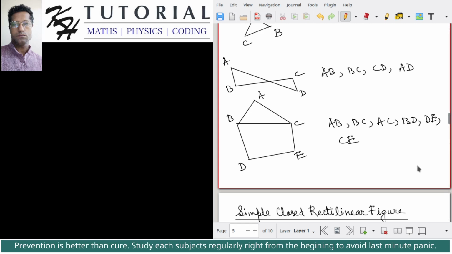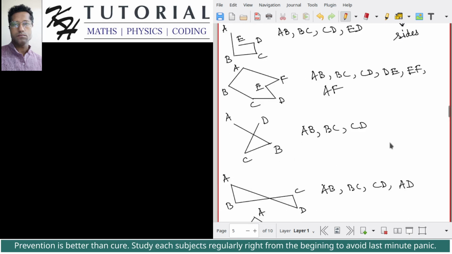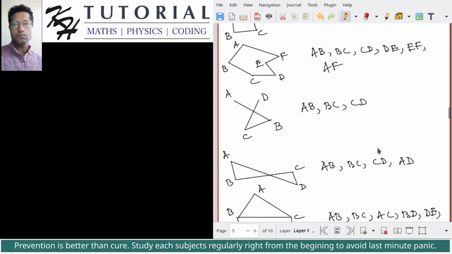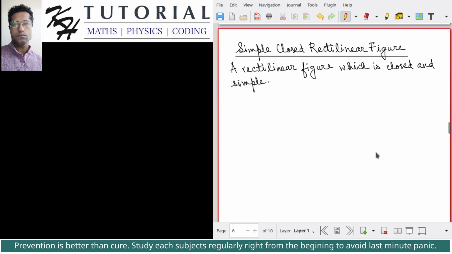So the line segments which form a rectilinear figure are known as the sides of the rectilinear figure. I hope it is clear what is meant by a rectilinear figure. Remember that a rectilinear figure can be open and it can also be closed. Now, what is meant by a simple closed rectilinear figure?